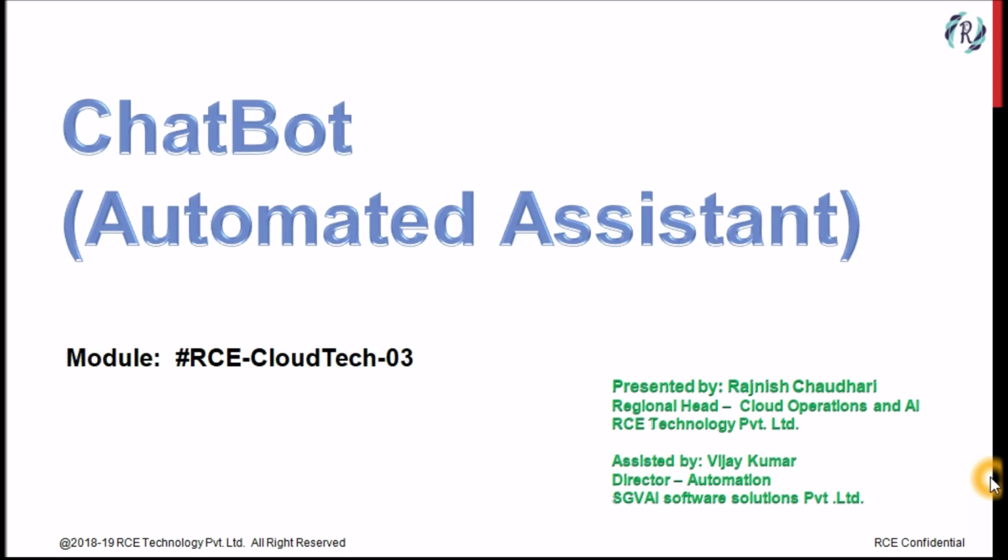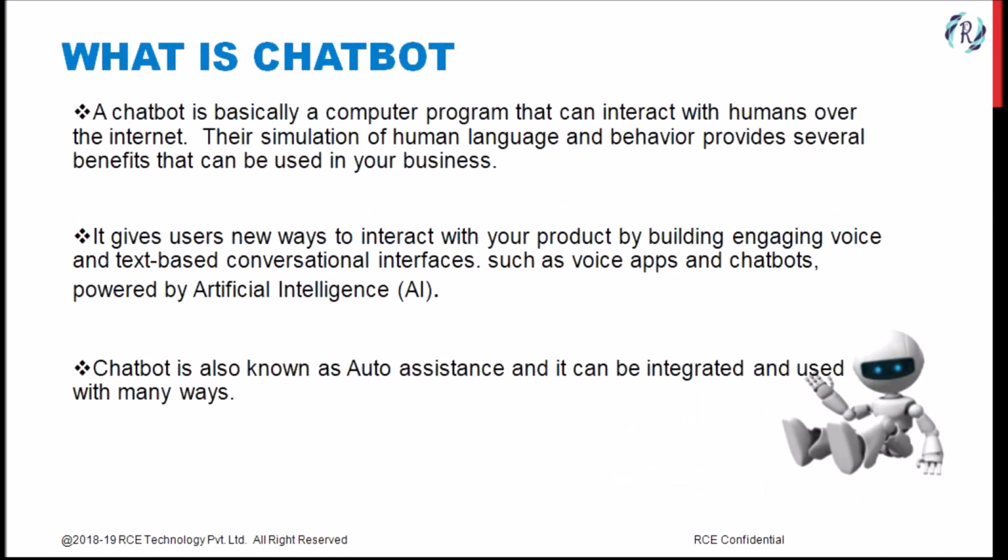This is about Chatbot, Automated Assistant. So let us discuss first about what is Chatbot. Chatbot is basically a computer program that can interact with humans over the internet. As an example, if you open any website and you need any assistance regarding the website, you have a pop-up. This happens because of automation, or in other words, chatbot. It gives the user a new way to interact with your product by building an engaging voice or text-based conversation interface.